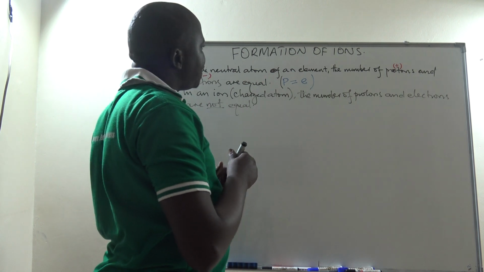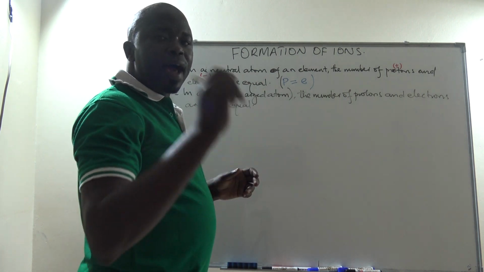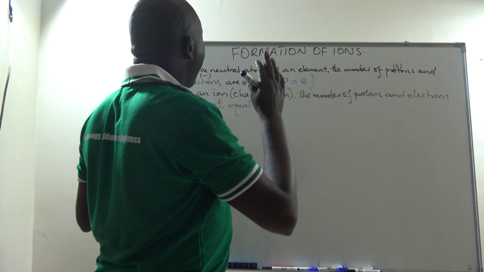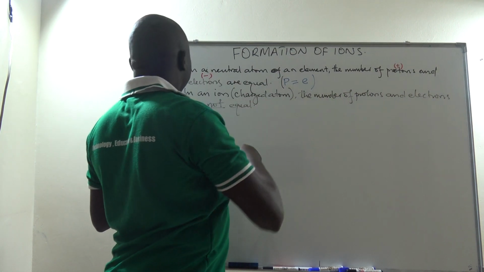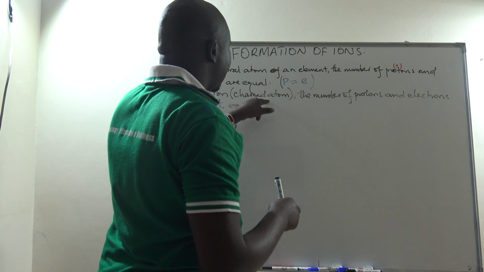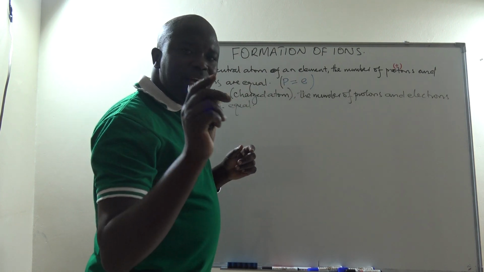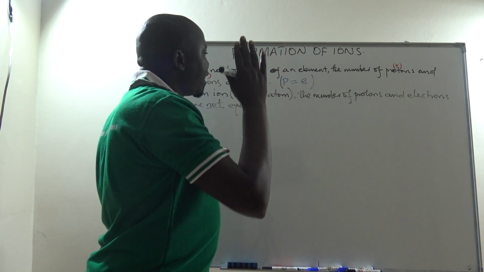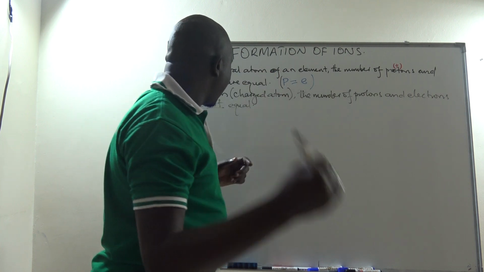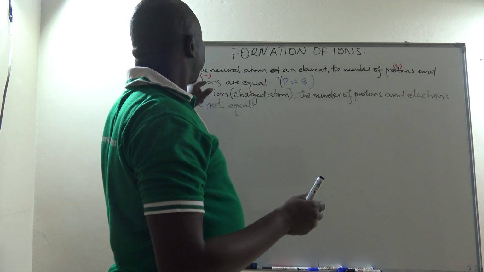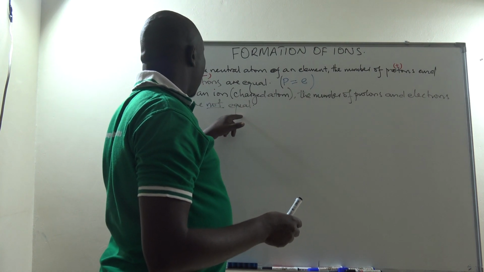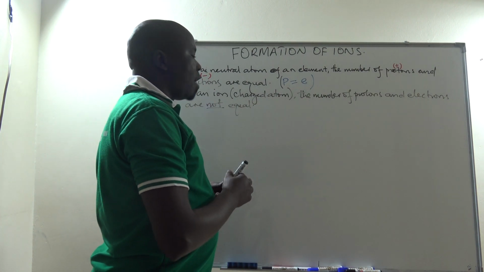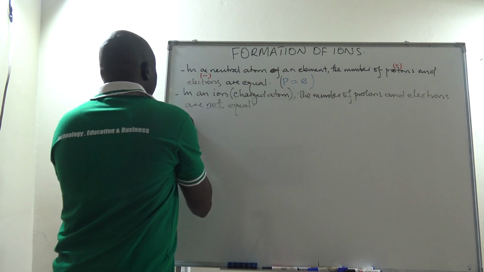So we say that if at all an atom is neutral and it is not an ion, it will be having the same number of protons and electrons. But in this case, if an atom is charged, either positively charged, that is if it is a cation, or negatively charged, or it is an anion, in this case the number of the protons and electrons are not equal. That is in an ion. Now let us see what causes this.